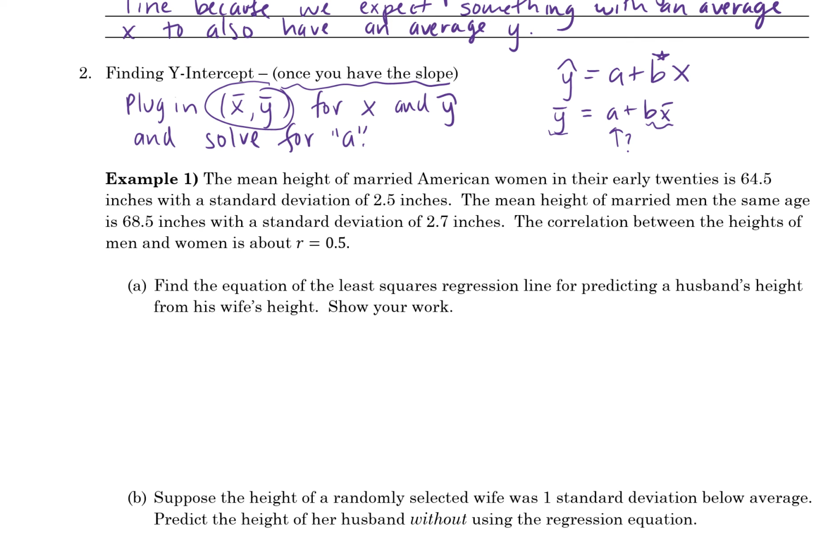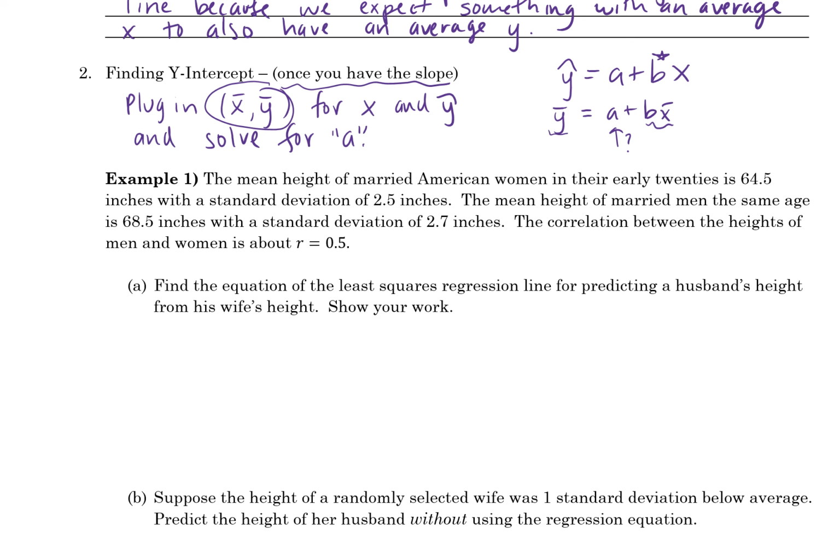So first it says find the equation of the least squares regression line for predicting a husband's height from his wife's height. Show your work. Okay? So first of all, let's write down all of the stuff we know, because you were given a lot of information. So let's actually assign some variables here.